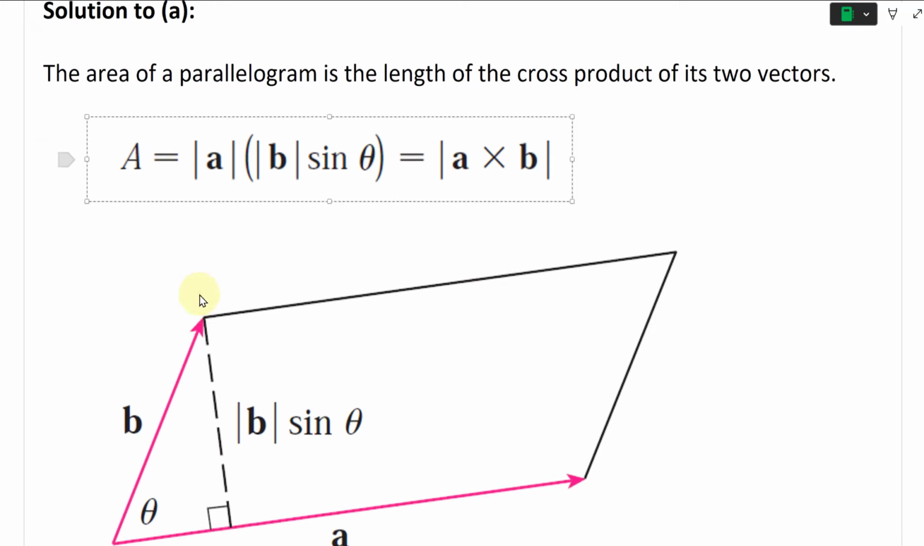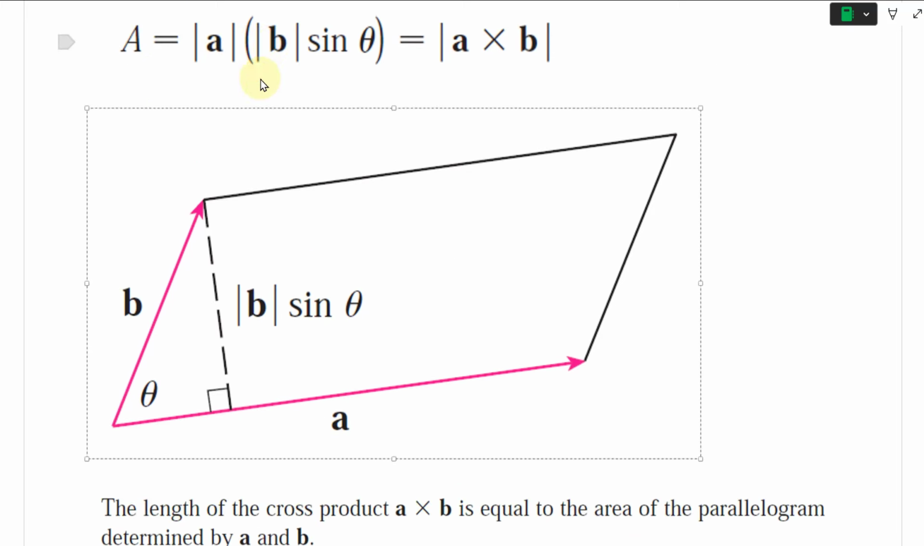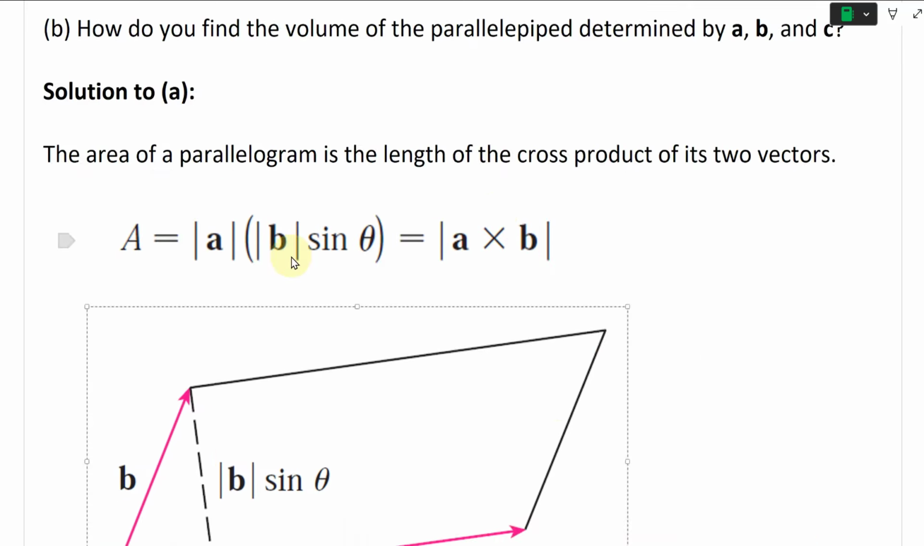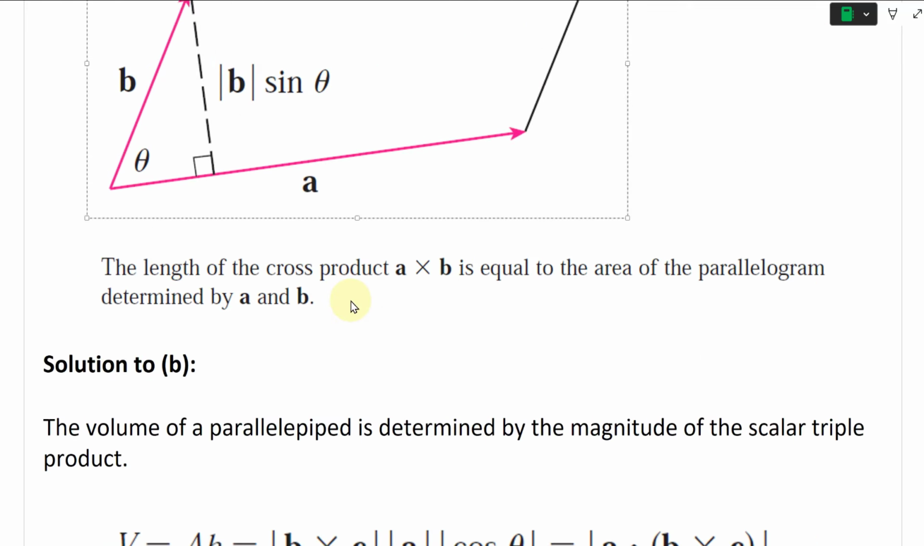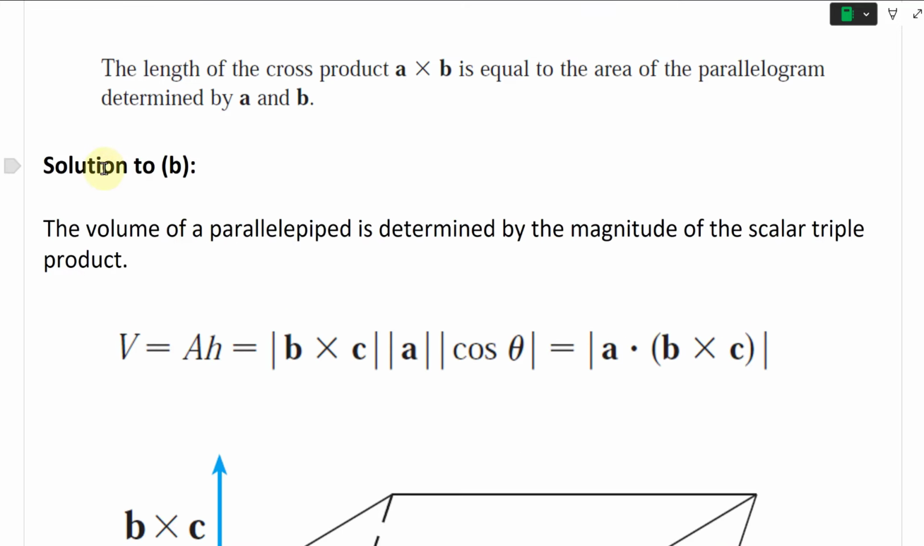So the area of a parallelogram is equal to the length of A times the length of B times sine theta, which equals the length of the cross product A cross B. And the length of the cross product A cross B is equal to the area of the parallelogram determined by A and B.